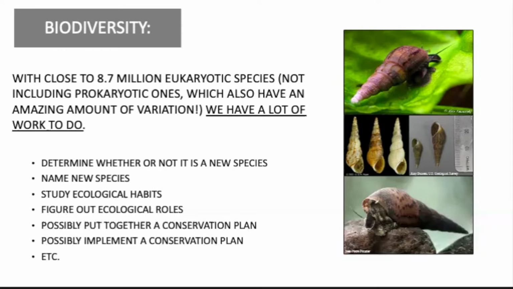And then we go into naming these species. So coming up with scientific names that are distinct to that individual organism that no other species has. And usually these names are formed based upon their ecological habits that are studied by scientists, as well as what role they play in the ecosystem. What benefits do they give back to the ecosystem? And all of these things, as well as possibly putting together a conservation plan.